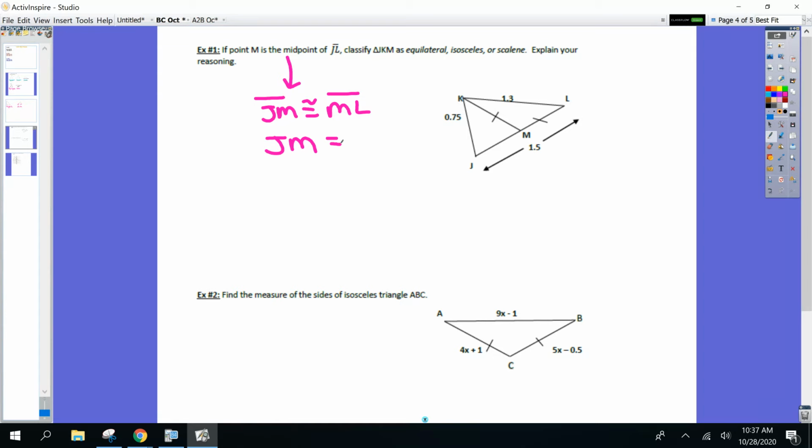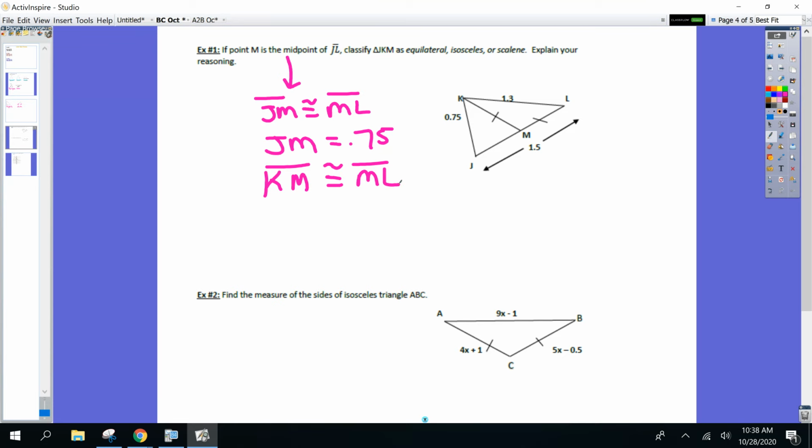1.5 divided by 2. All right, good. Thank you. You want to let me know what that is? 0.75. There we go. So 0.75 for JM and ML. Did you guys also see in the givens what was marked in our diagram? That KM was congruent to ML. Everyone see that in the givens?